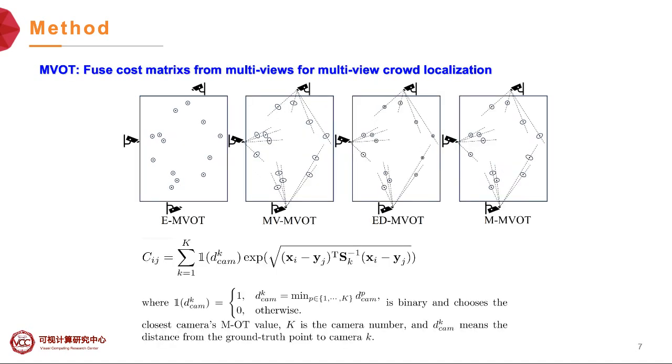We further introduce the Mahalanobis distance multi-view optimal transport by combining the proposed Mahalanobis distance optimal transport via a distance-based selection strategy. Following this strategy, we extend our EOT, MVOT, EDOT, and MOT to multi-camera view settings for multi-view crowd localization tasks, denoted as EMVOT, MVMVOT, EDMVOT, and MMVOT, respectively, where the closest camera is used to compute the cost function for a given ground truth point.